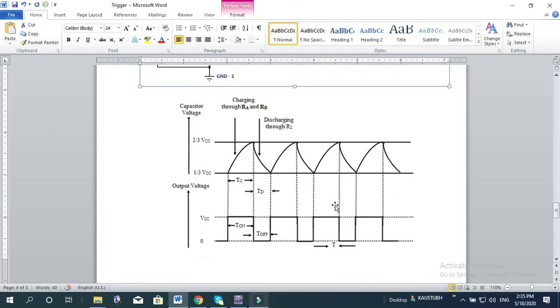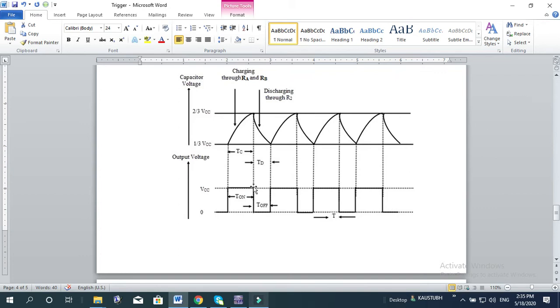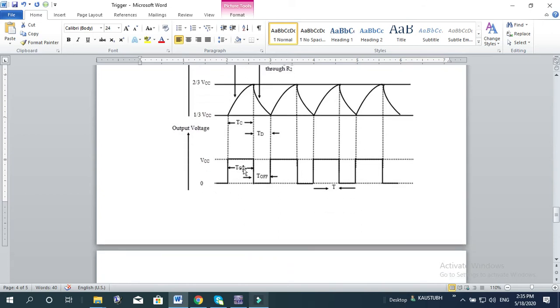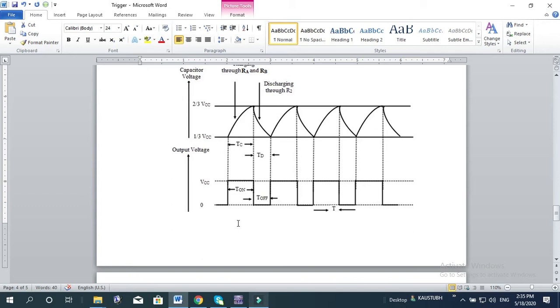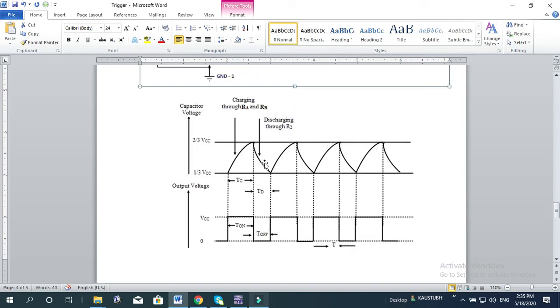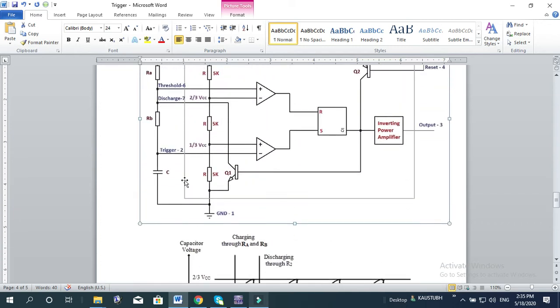So it goes on and on like this. So this is a free running output waveform. That is why it is called a free running multivibrator, and it's a rectangular waveform. Okay, I mean a square waveform, square wave output. Now if you go through the derivation, you will find that this charging time and discharging time totally depend on this RA, RB and C.